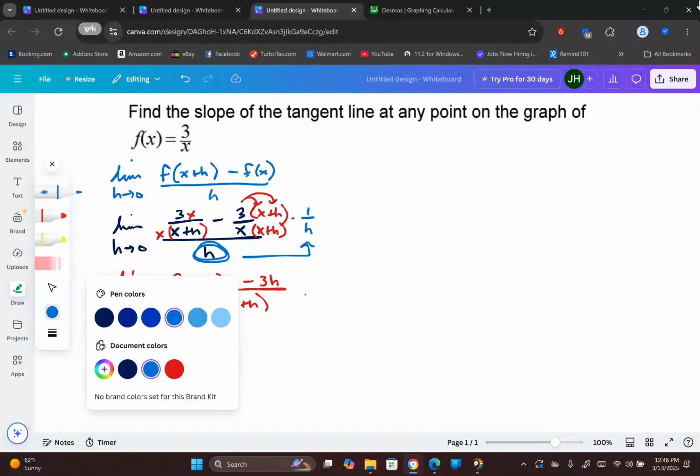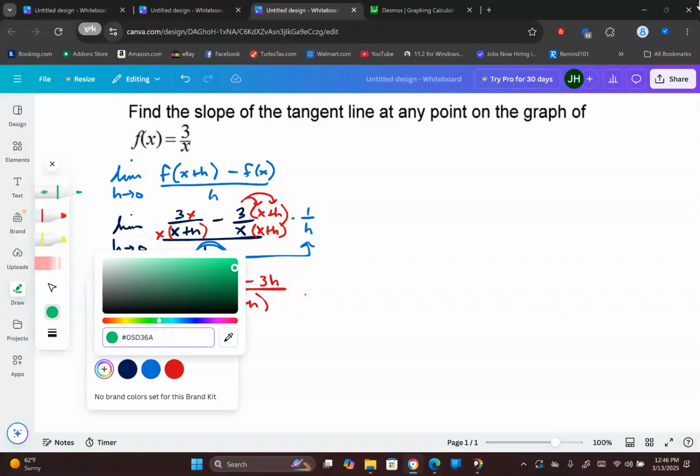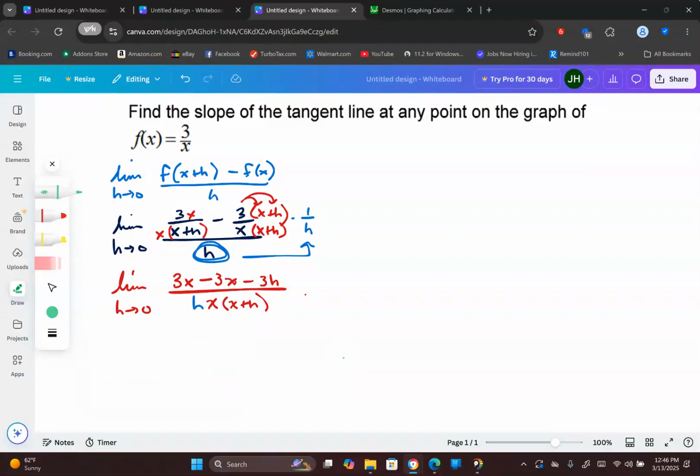Now look at everything that's going to cancel here. Let me get some nice bright green here. The 3x's are going to cancel. It leaves me with this term on the top, and take a look, there's an h on the bottom. I can cancel those h's now. The top is negative 3. The bottom, since h approaches 0, I'd get x times x. Ladies and gentlemen, the derivative is negative 3 over x squared. This is my derivative.